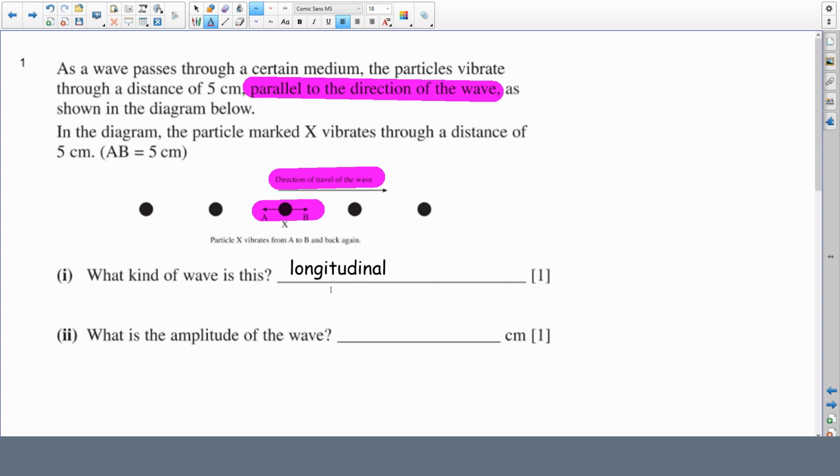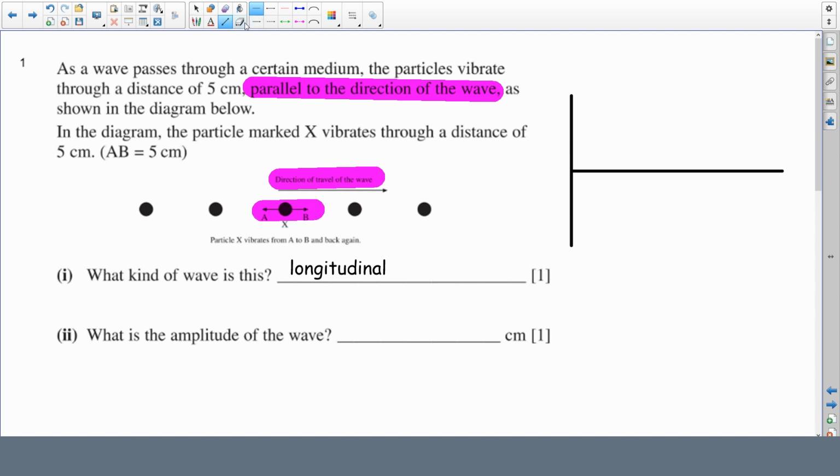Now, what is the amplitude of the wave? A little bit more complicated, this one. You wouldn't be expected to draw what I'm about to draw in the exam, but you should be able to think on it. It's only 1 mark. Particle X vibrates through a distance of 5 centimeters. So we start at position X, this appears to be the rest. We go to A and then back to B.